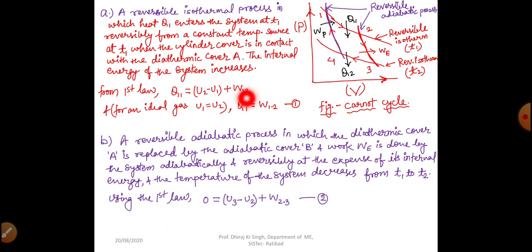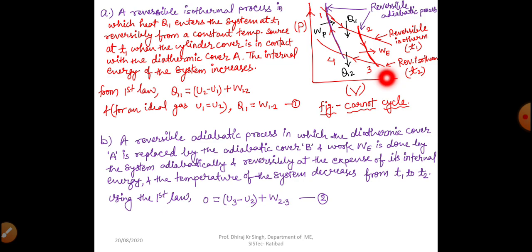So in process 1 to 2, here we can see this is our PV plane, right? And this is the diagram of Carnot cycle. So process 1 to 2 is reversible isothermal process or heat addition process. We can see here Q1 is the heat supplied in process 1 to 2, right? Then process 2 to 3 is our reversible adiabatic process, right? In that particular reversible adiabatic process, work is done by the system. WE is the work done by the system.